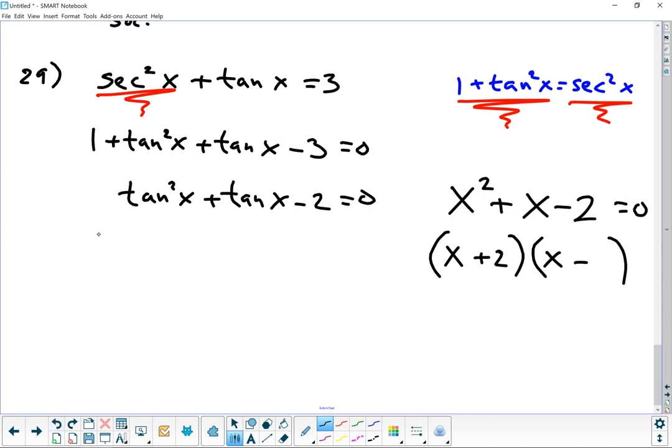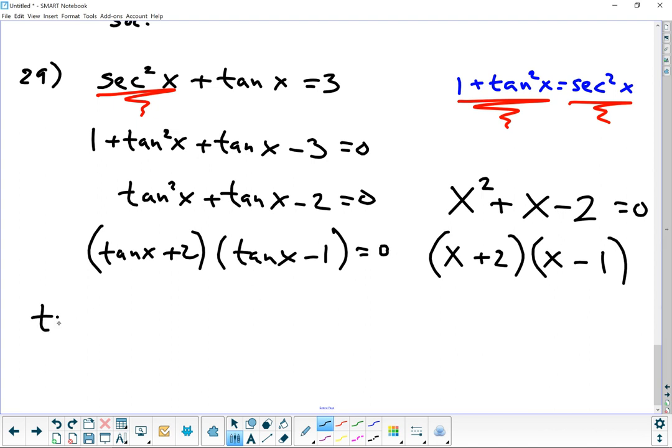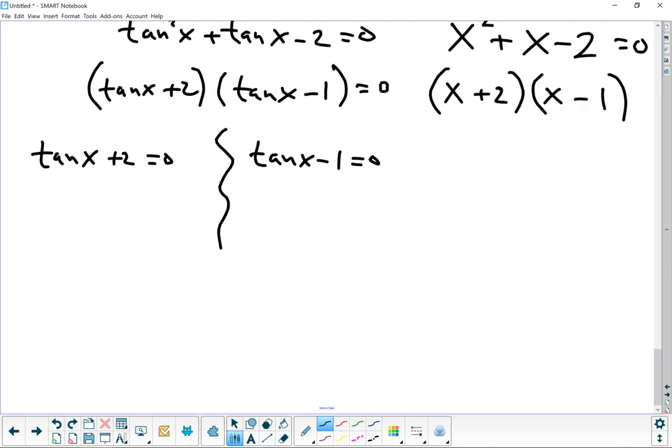So my factors for my trig equation are going to be tangent x plus 2, tangent x minus 1, equals 0. You're going to write down the two equations: tangent x plus 2 equals 0, and tangent x minus 1 equals 0. Solve this one, we get tangent x equals negative 2. So what does x equal?